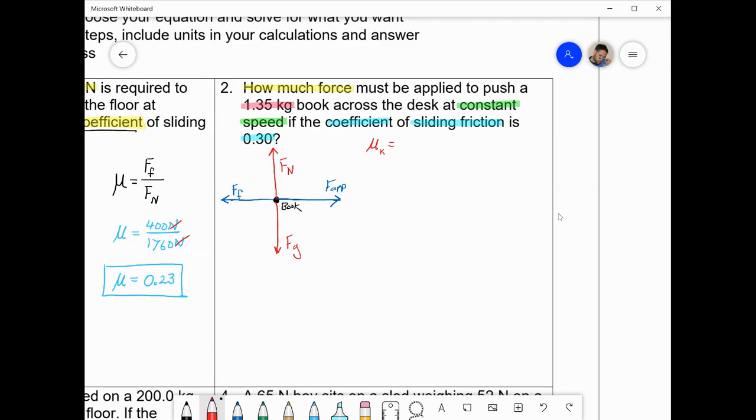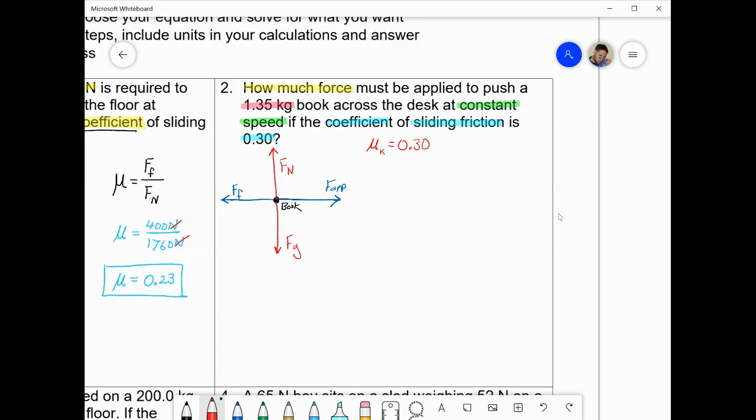I think we were at the point where we were talking about the coefficient of kinetic friction here. So let's go ahead and record that, what it is, as 0.30. Now there's no units on it. It's just a coefficient. So this is what I've got. What other pieces of information do I know? What is this 1.35 kilograms?